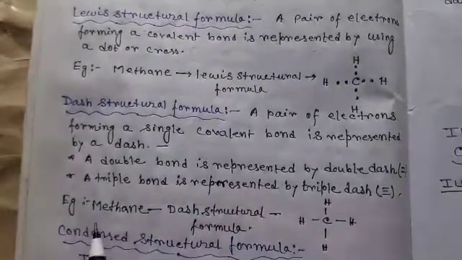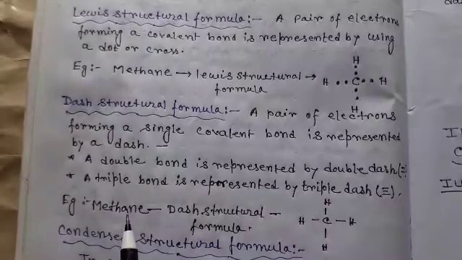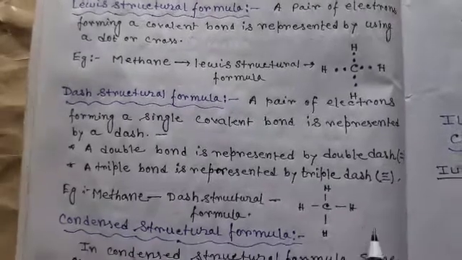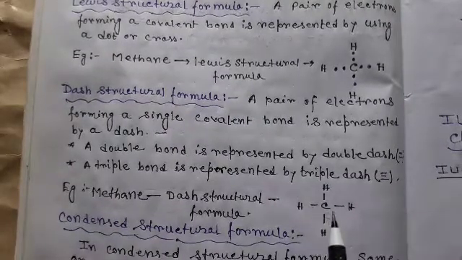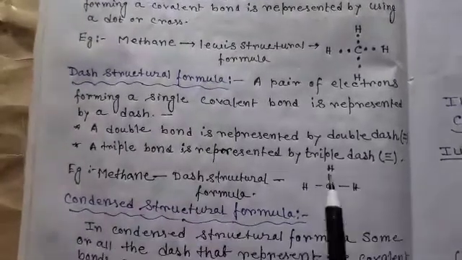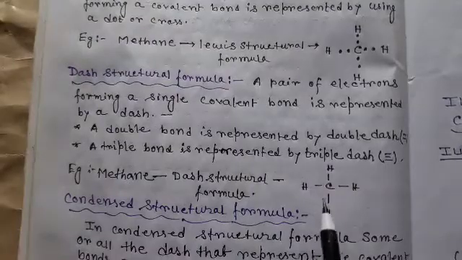Next, the example of the dash structural formula of methane. Here the carbon hydrogen single covalent bond is represented by a single dash. If there is a double bond, then it is represented by a double dash. Here this is the dash structural formula of methane.